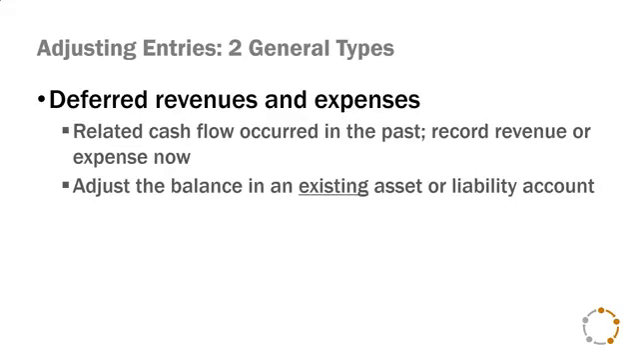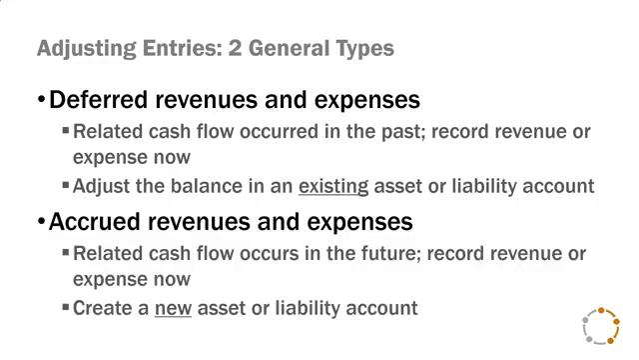There are two general types of adjusting entries. There are deferred revenues and expenses. Those are situations where a related cash flow had occurred in a prior period, but the revenue or expense is recorded in the current period. Before closing the books this period, we need to make an entry to adjust an existing asset or liability account that was created previously when that cash effect occurred.